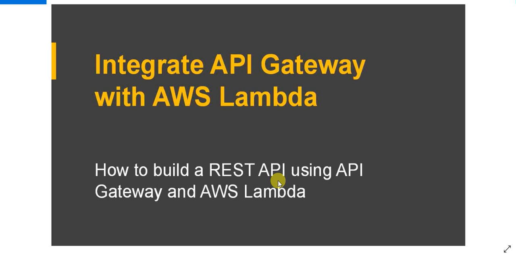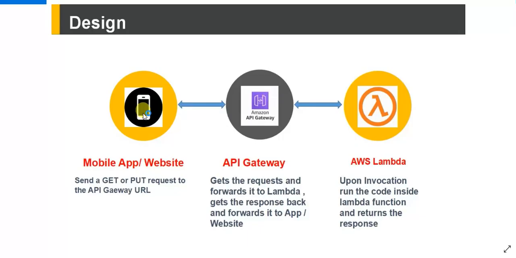Hello everyone. In this video, I'm going to show you how to build a REST API using API Gateway and AWS Lambda. So we'll try to integrate API Gateway with AWS Lambda and try to build a simple REST API. So this is how it looks like.